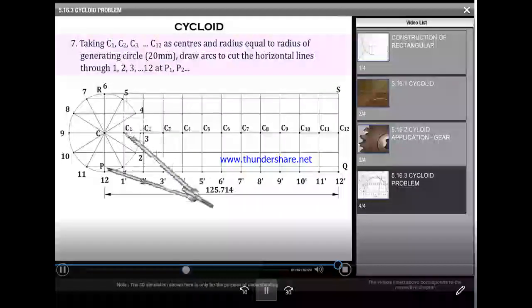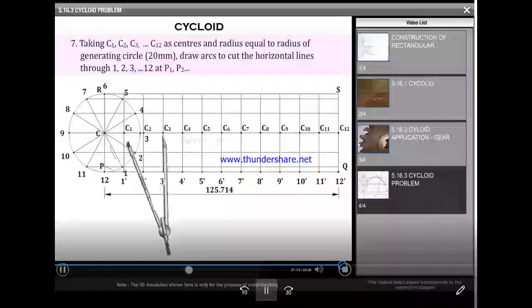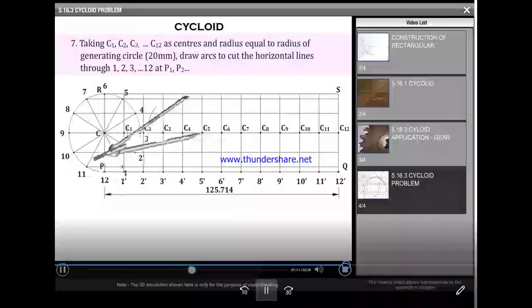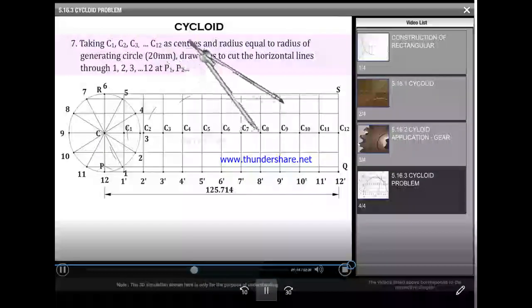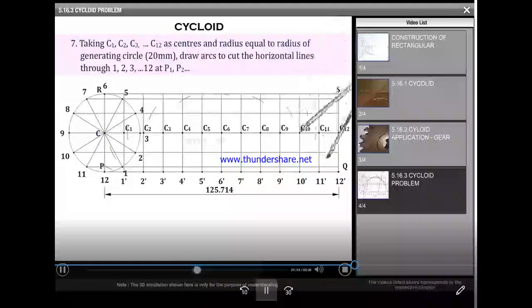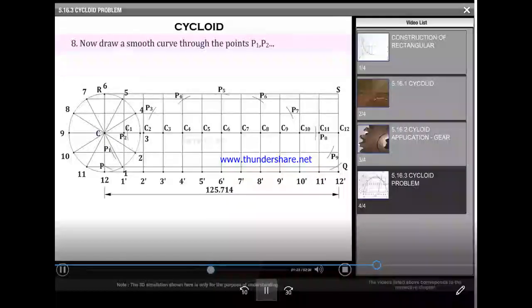as centers and radius equal to radius of generating circle. Draw arcs to cut the horizontal lines through 1, 2, 3, etc. at P1, P2, P3, etc. Now draw a smooth curve through the points P1, P2, P3, etc.